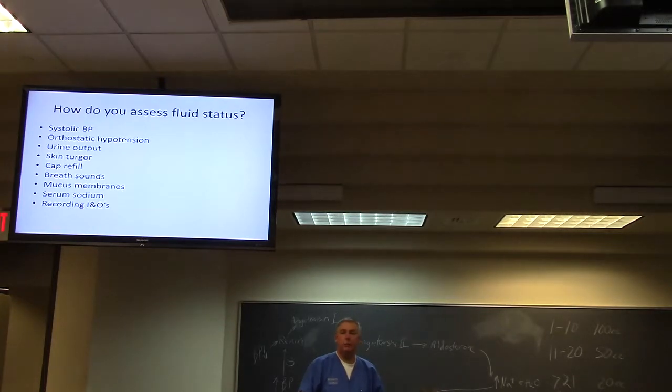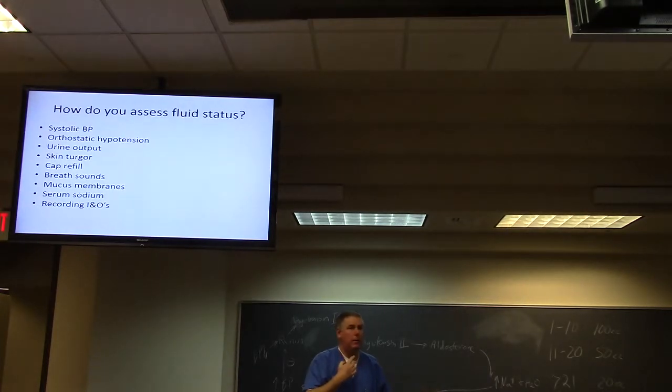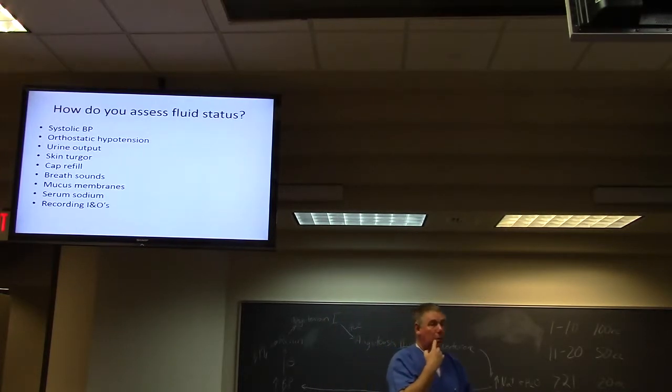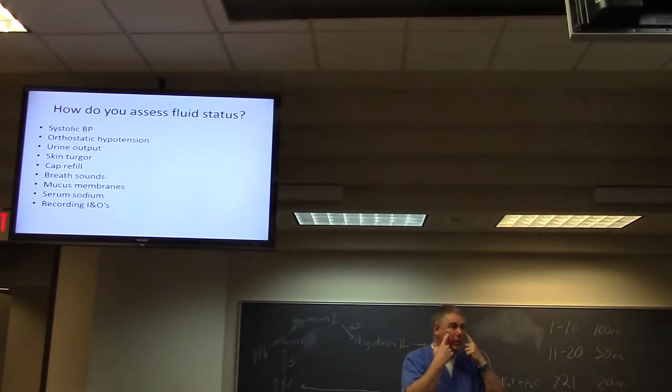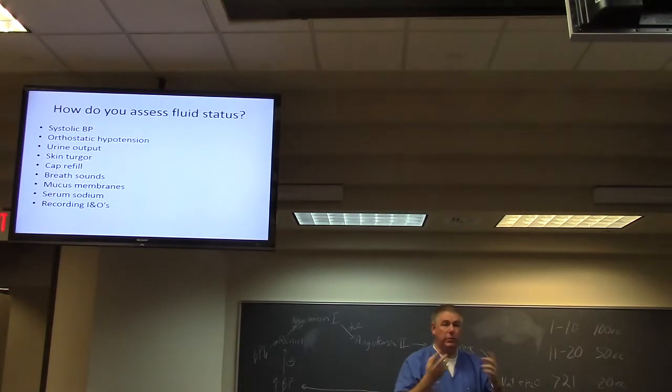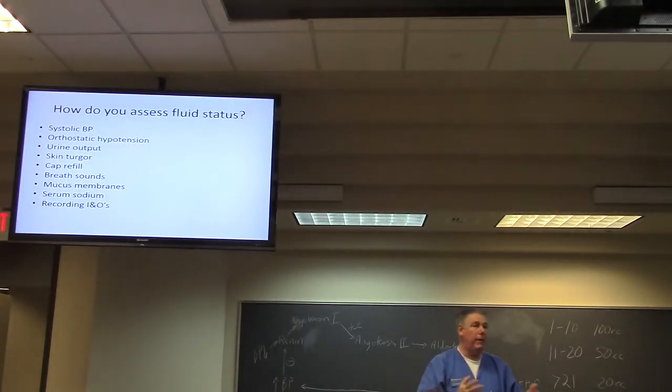Mucous membranes are going to be dry if you're dehydrated. So always look in the mouth and look in the conjunctiva. Conjunctiva is moist. Mucous membranes are moist. When you're dealing with little babies, if they're crying but not forming any tears, that also tells you they're dehydrated. If a baby can form tears, they're not dehydrated.